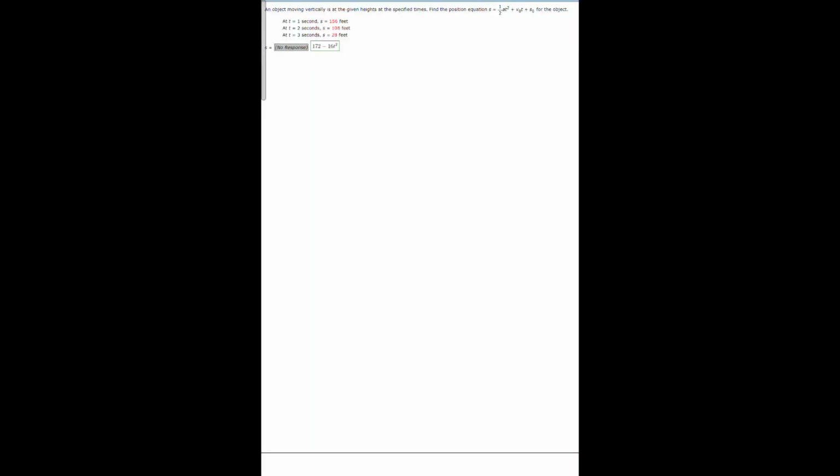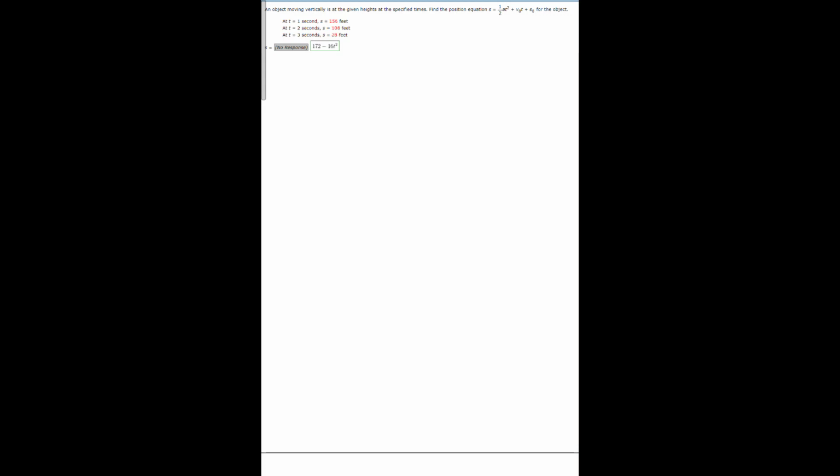Hi. So what we have here is a system of three equations. Now the problem is asking us to find the position equation with the given data. So an object moving vertically is at the given heights at the specific time. So find the position equation. S is equal to 1/2 a t squared plus v naught t plus s naught for the object.